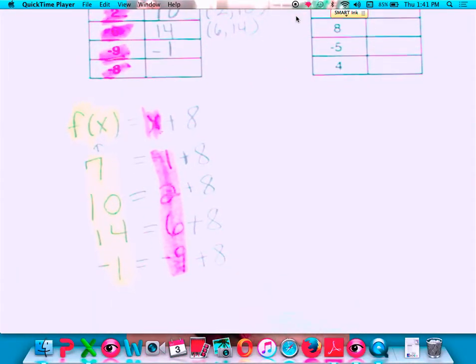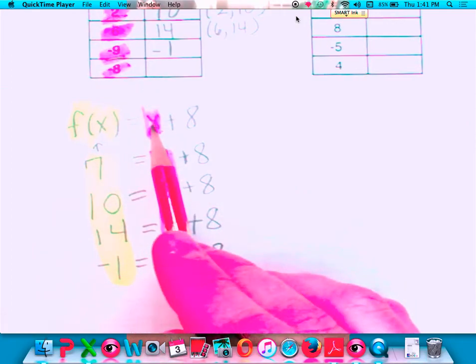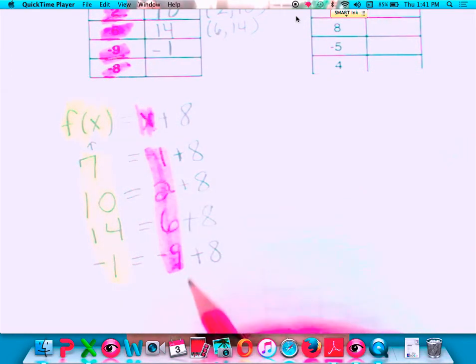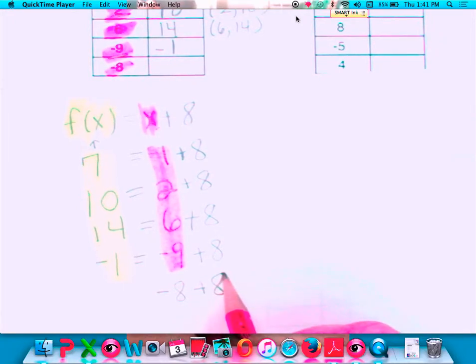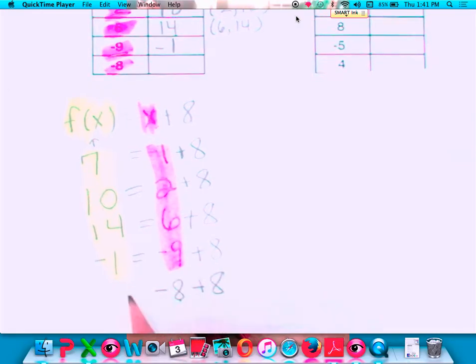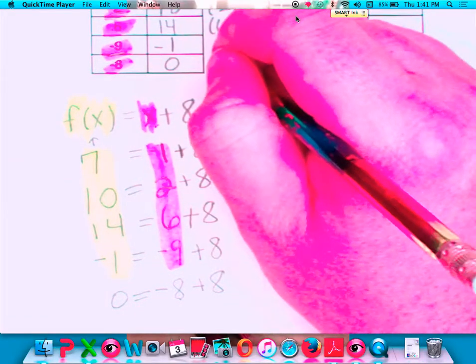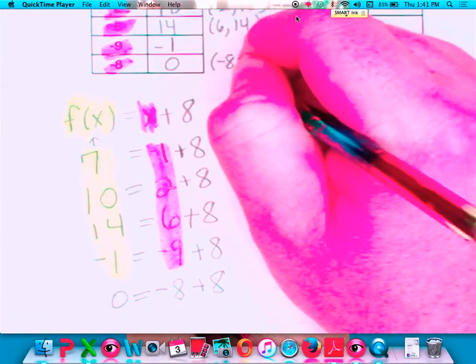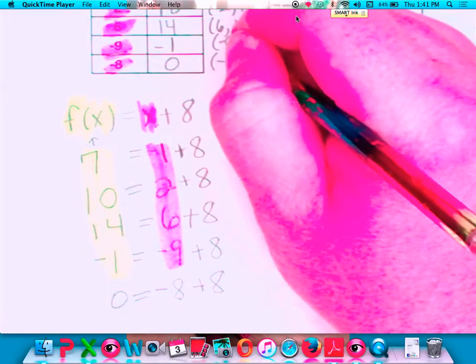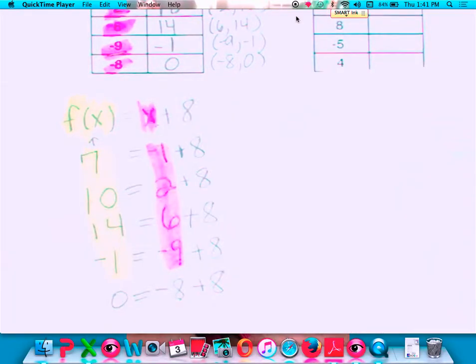So that's going to be put the -8 in for the x. So wherever I have an x, I'm going to put a -8. So it's -8 plus 8. So when I have a -8, I put it into this equation. I get -8 plus 8 gives me 0. So I know my output, or my range, is 0. So there are my two other points there.